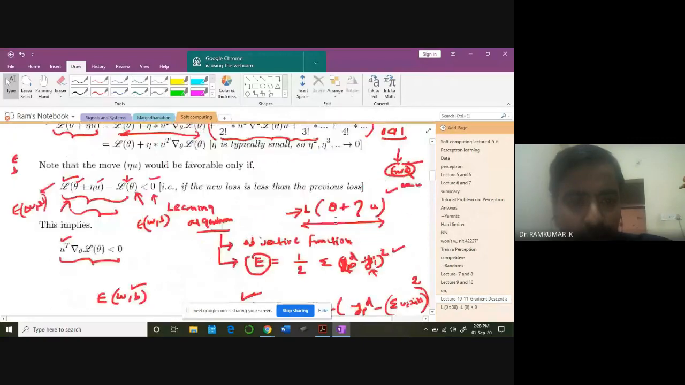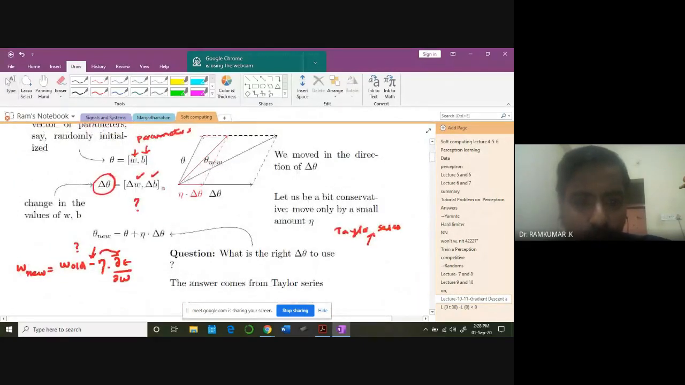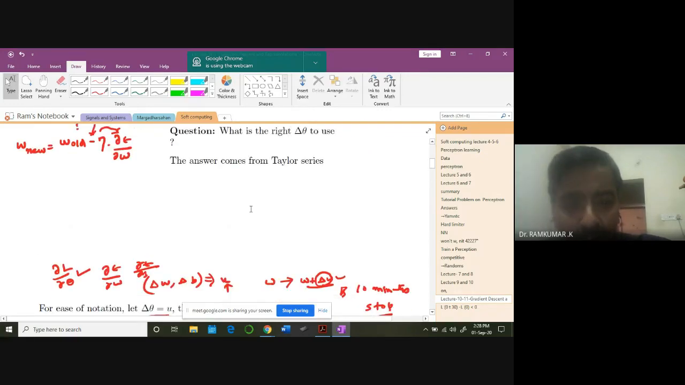New change in weight, you've seen it clearly. See, initially you are at some particular theta. I want to move it to a new theta like this. How much am I going to move? That's the change in theta I'm talking about right now. So the change in theta is nothing but delta w, delta b. So that's the idea we are talking about right now.